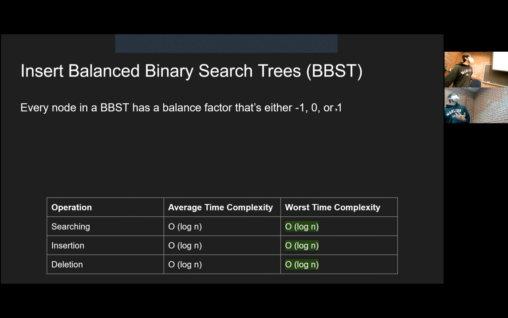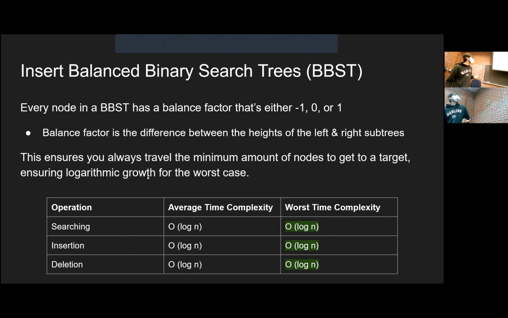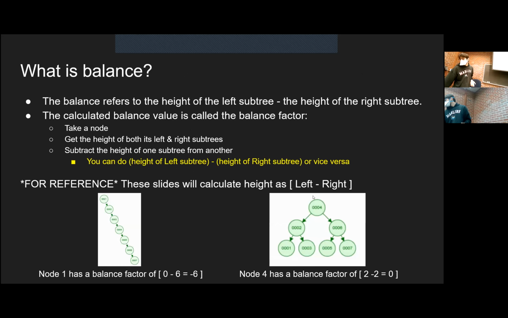So that's how we maintain the property, because at every level, the height of the left and height of the right differ by at most 1. The balance factor is the difference between the heights of the left and the right, as we mentioned. This is how we always travel the minimum number of nodes to get to a target. It's logarithmic growth, because at any node, the height of the left and height of the right are evenly split. That's what I mean by balance. So going back, this is balanced, right? Because for every node, left and right are balanced out.